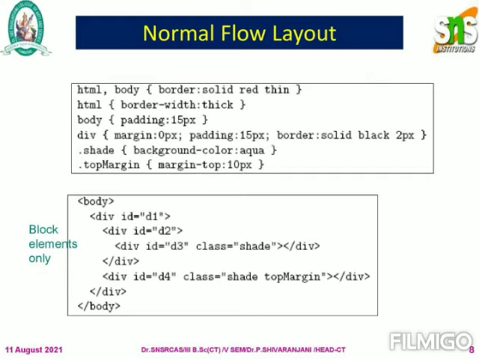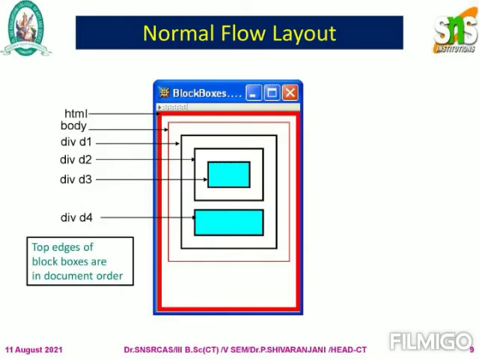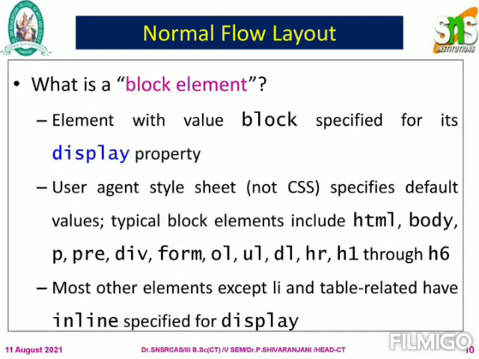When you save the particular program and execute it, you'll get the sample output as such. So this is the HTML with a red solid line, and you have a body that is D1, D2, D3, and D4. So here you have the diagrammatic representation, or the output, of the particular program.